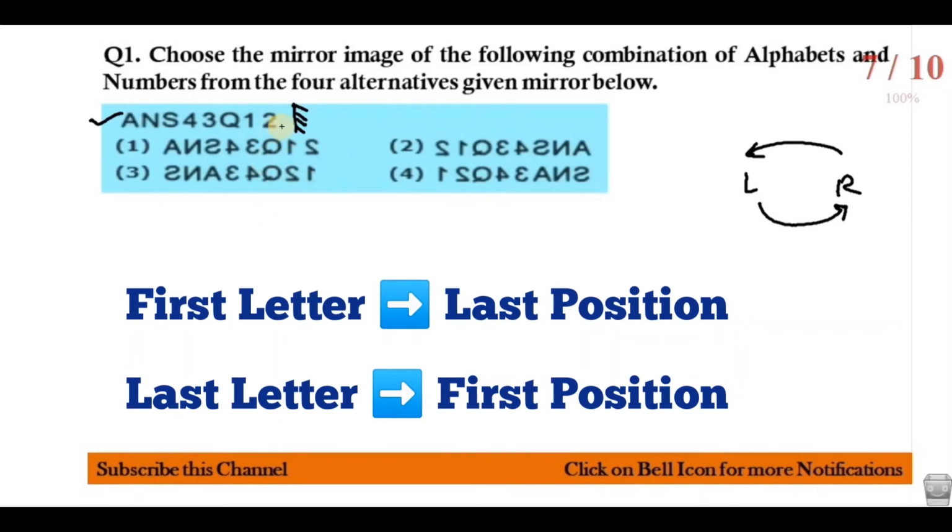So here we know the principle. So 2 will be seen at first. So this is the mirror image, then 1, then Q will be seen like this, then we are having 3, then 4, it will look like this, then we are having S, then N will be like this, and A will be reflected the same. So we are getting this reflection, so we can nullify the options.